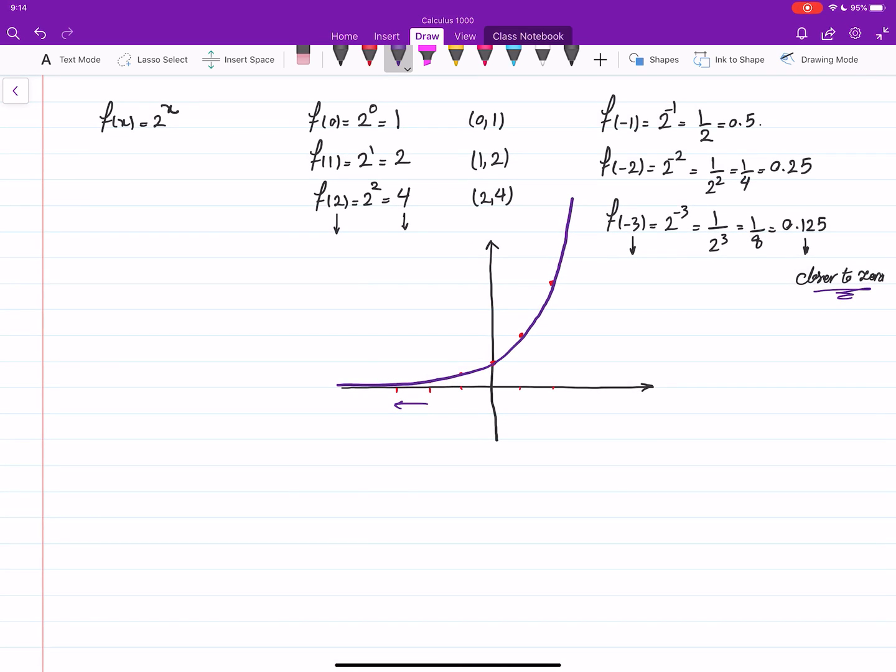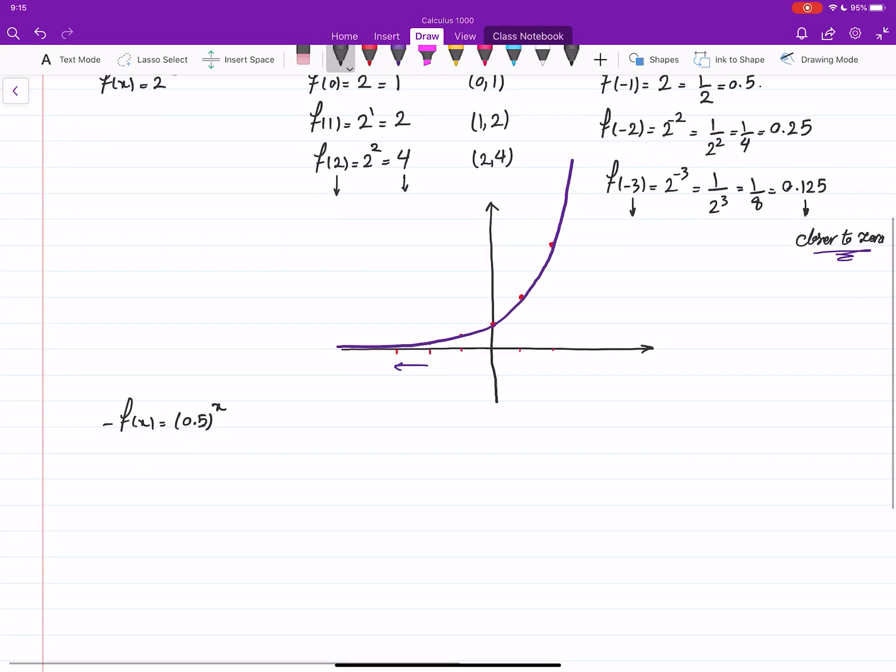Let me do one more example before we look for the general trend of how an exponential function looks. This time I will do 0.5 to the power x. At this stage, I suggest you pause the video and try to find some points of this function, as we did in the example 2 to the power x, and then connect them and sketch the graph. I will use a different method to find the graph of 0.5 to the power x, but you can do the evaluating at different points.